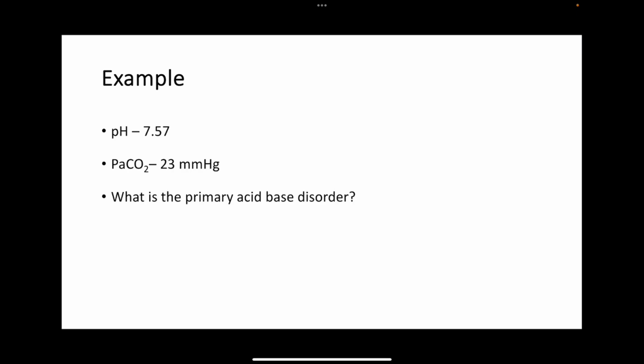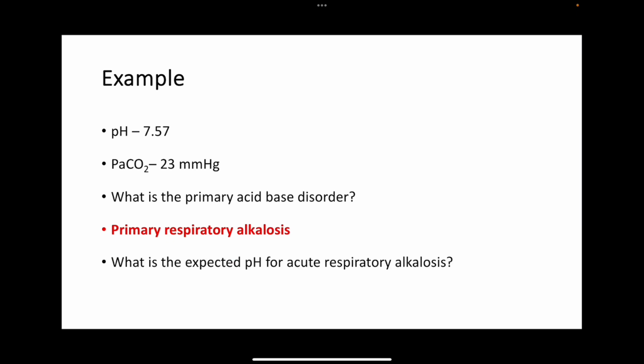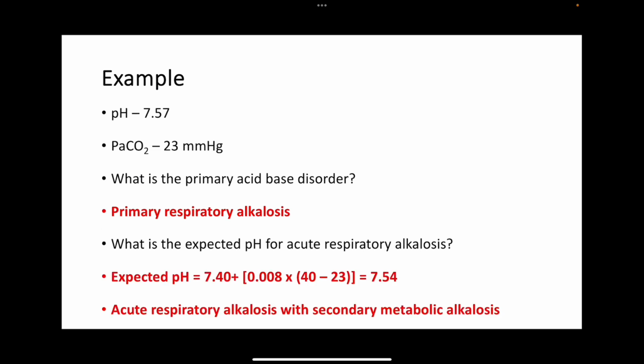So let us take an example. So pH is 7.57, PaCO2 is 23. What is the primary acid-base disorder? So pH is high, which means alkalosis. PaCO2 is low, so it is a primary respiratory alkalosis. So what is the expected pH for this acute respiratory alkalosis? Let us calculate using the formula. Expected pH comes to around 7.54. So our pH is 7.57, which is higher than the expected pH, indicating that this is an acute respiratory alkalosis with secondary metabolic alkalosis.